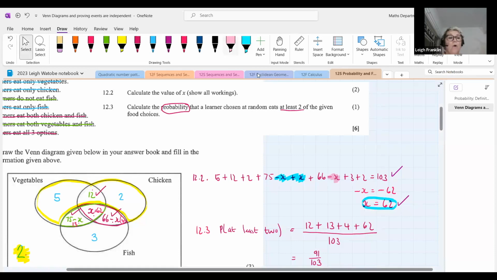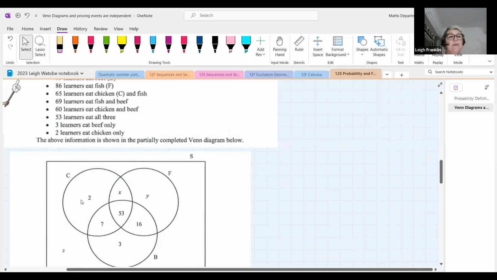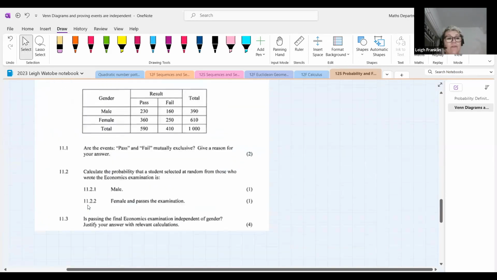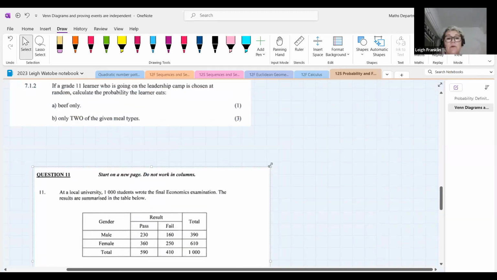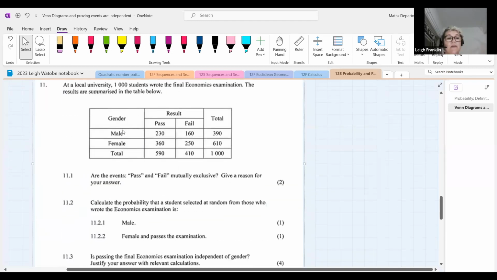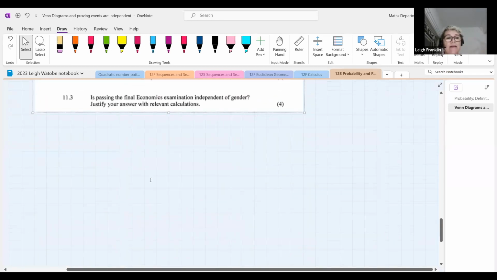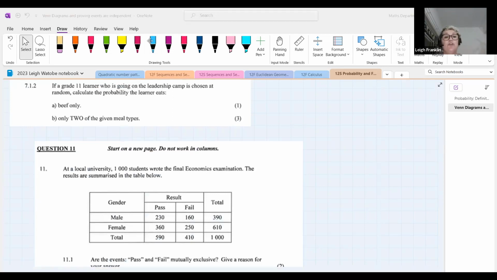Okay. All right. So let's move on, we can always come back to this. What I'd like for us to do now is to talk about, maybe we can come back and do this at the end of the lesson. What I want to speak about now is independent events and two-way tables. So again, this is something that you would have seen in grade 11.